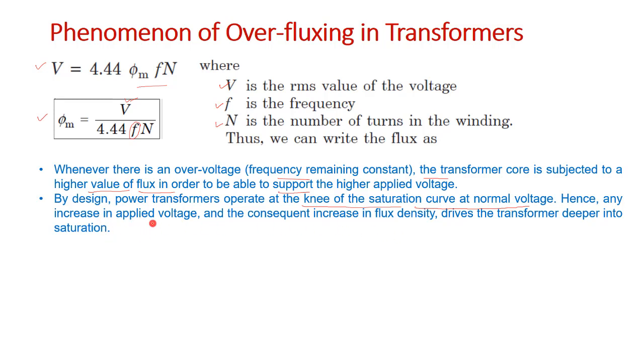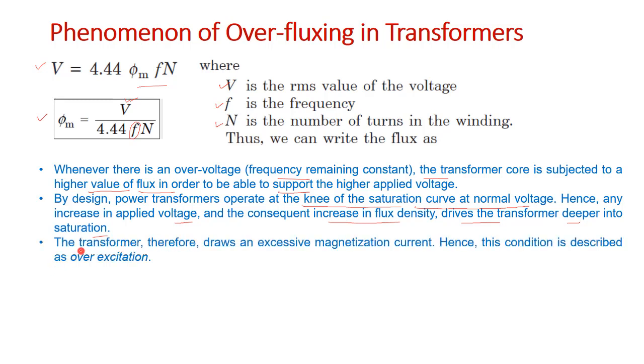Hence, any increase in the applied voltage and the consequent increase in the flux density drives the transformer deeper into saturation. As the saturation happens, your magnetizing current increases and your inrush current increases very drastically. So the transformer therefore draws an excessive magnetization current. Hence this condition is described as overexcitation.